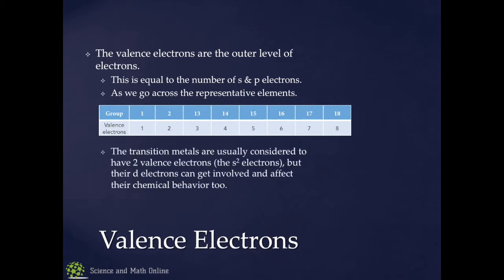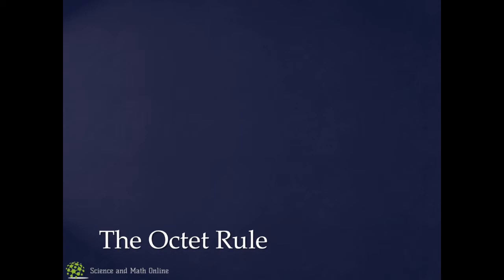Transition metals are generally considered to have 2 because of the s2 electrons, but the d electrons can get involved and it gets wacky. So for the most part, we're going to say it's s and p electrons, and we're going to use this little table, or use that pattern, to figure out your valence electrons. These are important because of what is known as the Octet Rule. The Octet Rule states that atoms want to have 8 valence electrons.